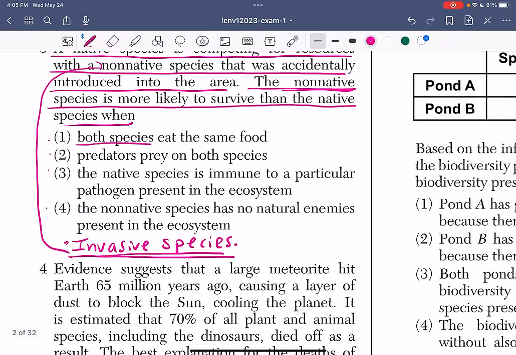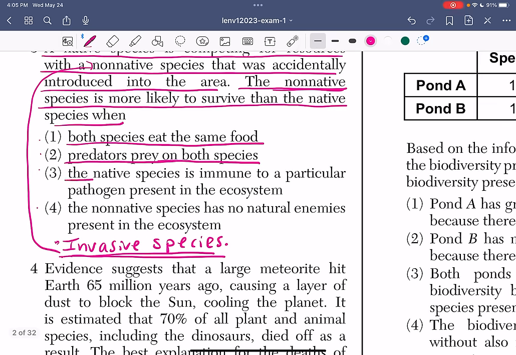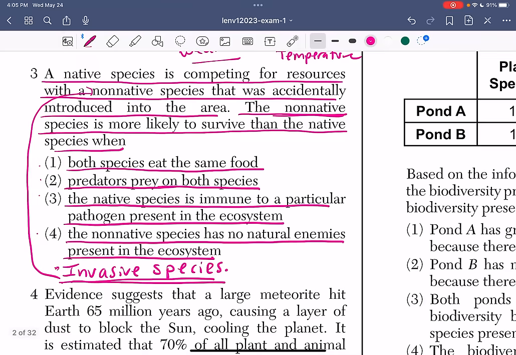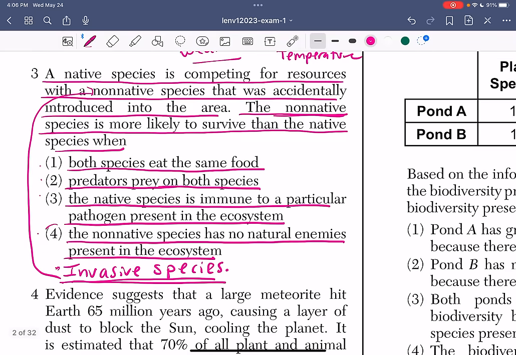Okay. Both species eat the same food. Predators prey on both species. The native species is immune to a particular pathogen present in the ecosystem. The non-native species has no natural enemies present in the ecosystem. So the best answer for number 3 is choice 4. In order for the invasive species or any species to survive, it will not have any enemies. If they're sharing food, they're going to survive because they're getting the resources. But for number 3, choice 4 is the best answer, because in order for them to survive, they should not have any natural enemies. Okay, let's take a look at number 4.